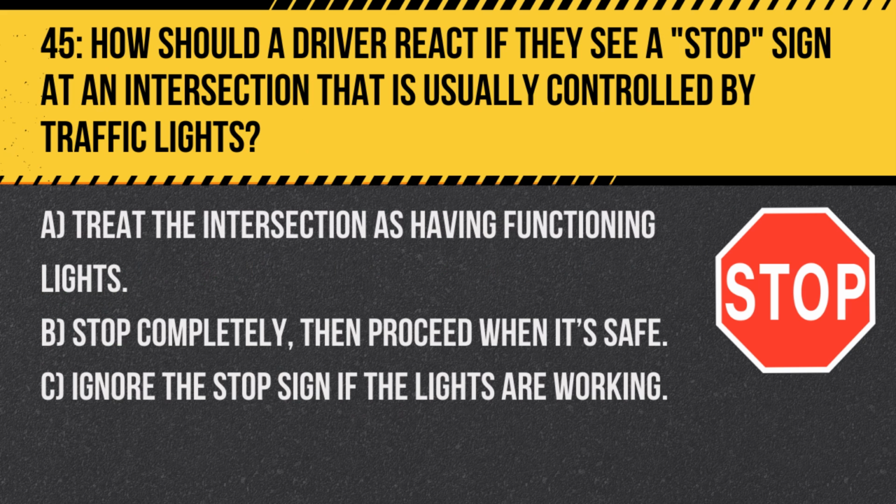Question 45. How should a driver react if they see a stop sign at an intersection that is usually controlled by traffic lights? A. Treat the intersection as having functioning lights. B. Stop completely, then proceed when it's safe. C. Ignore the stop sign if the lights are working.